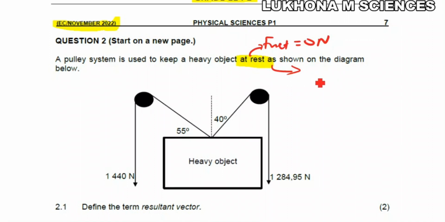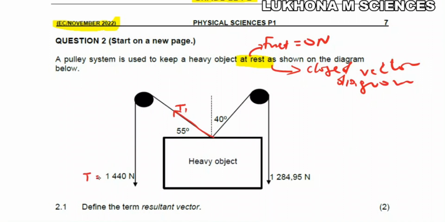So we can draw a closed vector diagram. Okay, so first, the free body diagram. In the free body diagram, there is this force. This is the tension force. Let's say T1, which means this one is T1.